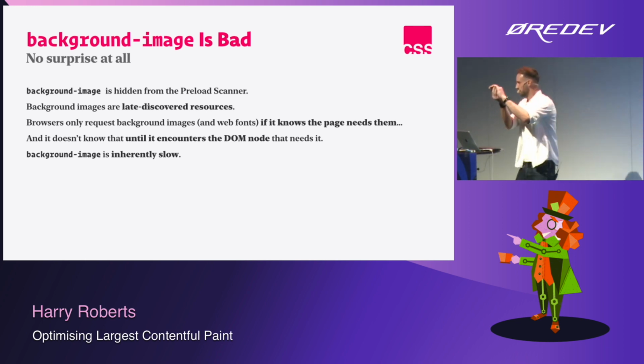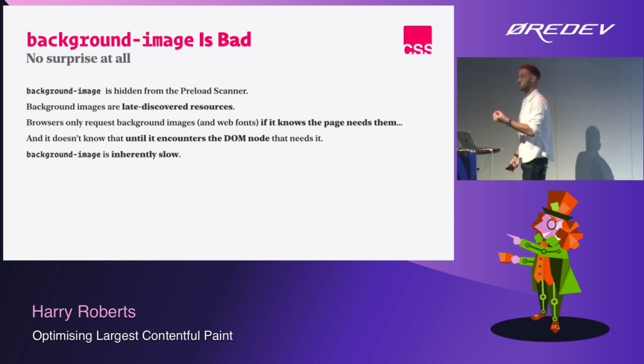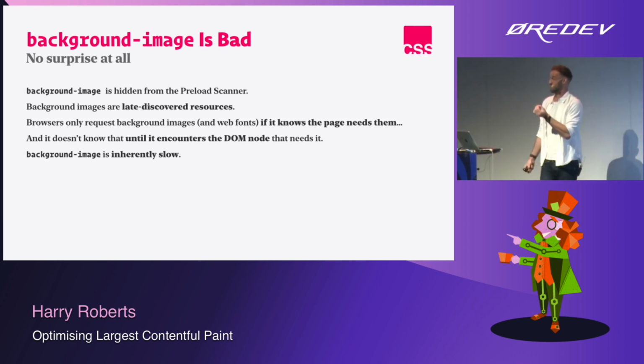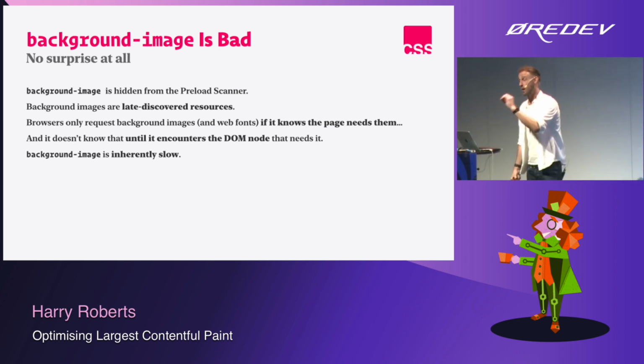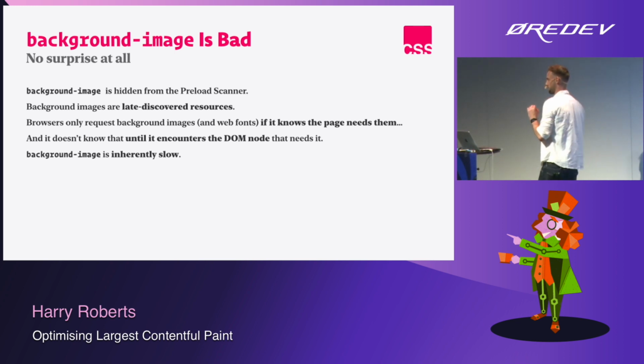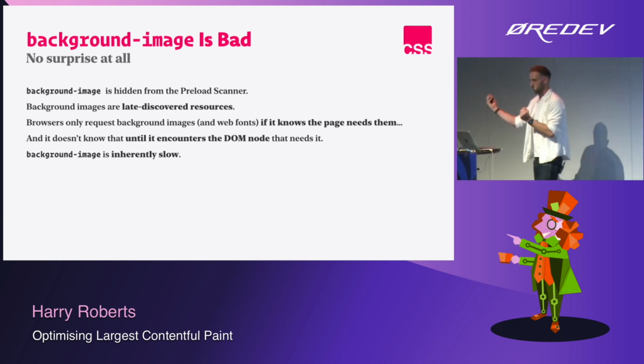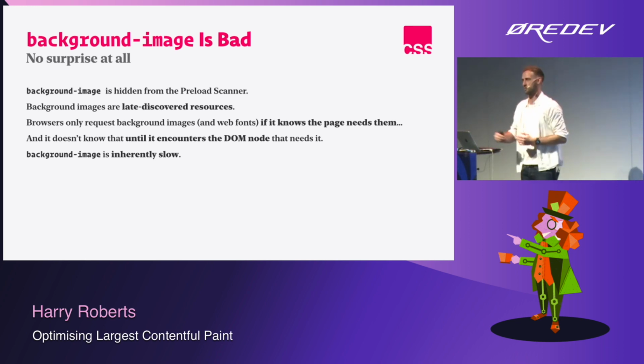If you had a CSS file that had 1,000 background images in it, but the page only needed one of them, you know the browser is only going to download the image it needs. That's sensible, it's defensive. The problem is the browser doesn't know it needs the image until it's about to render the DOM node that needs it. So this is like a tug of war. The browser needs to be conservative, but also needs to be fast, and it can't really reconcile the two.